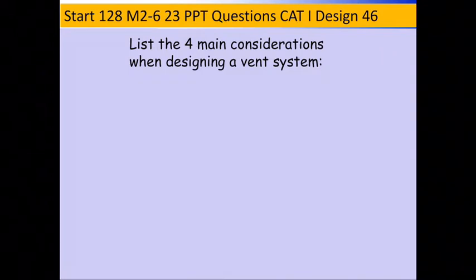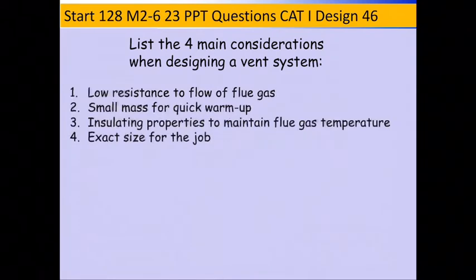So there is a set of questions that goes with this, the M2623 set of questions related to design, and if you want to do those as you go along, that might be great. So, all right, list the 4 main categories when designing a vent system. The first of the 4 that we're going to deal with is number 1, I want to have a vent system that has fairly low resistance so that I allow my gases to flow out of it.